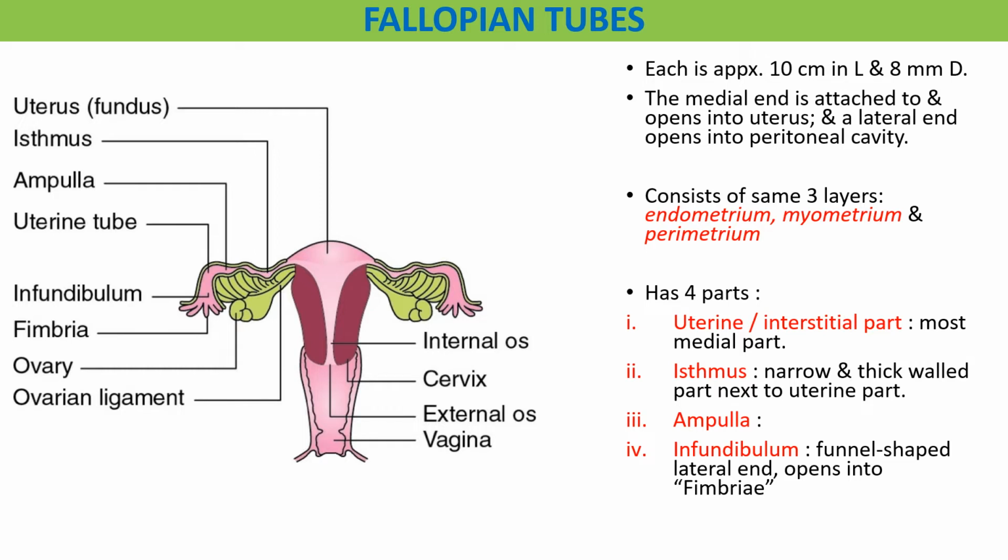Each fallopian tube can be further divided into four parts, namely uterine or interstitial part, which is the medialmost part, the isthmus, which is a narrow part next to the uterine part, the ampulla, and the infundibulum, which is a funnel-shaped lateral end opening into the finger-like projections called as fimbriae.